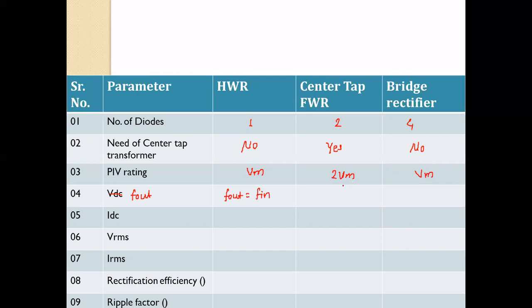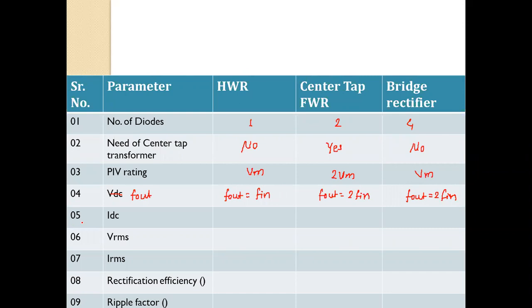Then what about the center tap full wave rectifier circuit? Its output frequency is double the input frequency. And for the bridge rectifier circuit, the output frequency is, again I say, double the input frequency.